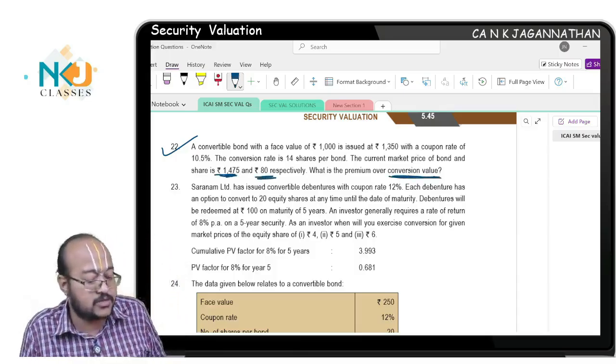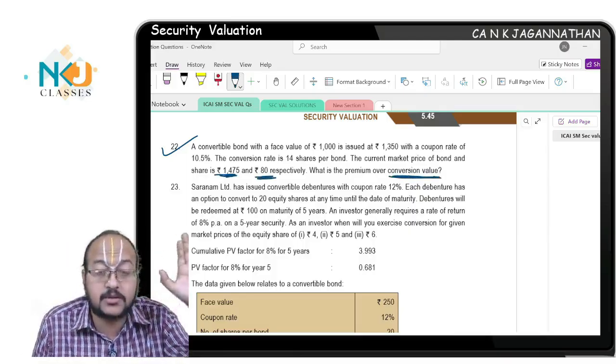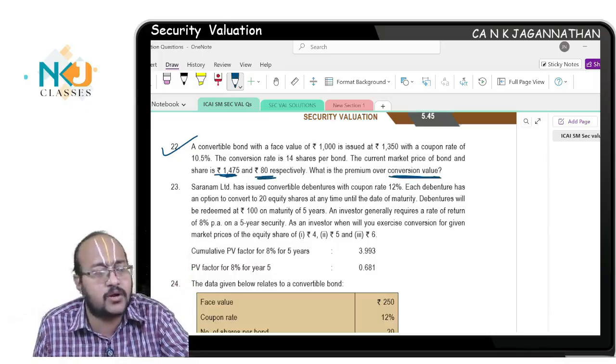See, this is a concept regarding convertible bonds. I am not discussing the concept in detail. Please understand, we have time constraints. So I will assume that you have understood the concept.